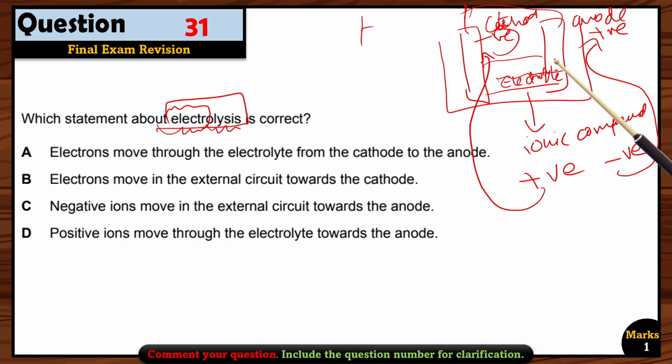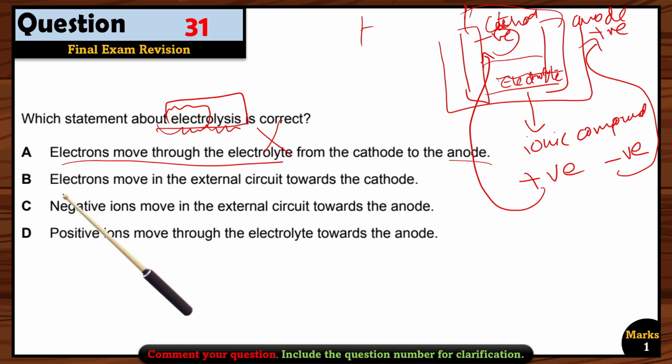That is wrong. Electrons always move in the external circuit and the direction is towards the cathode. Remember that direction is towards the cathode. That's why cathode is negatively charged. Why negatively charged? Because it has electrons. That's why electrons are moving towards the cathode. So remember that electrons move in the external circuit and towards the cathode. So if you see, which statement about electrolysis is correct, electrons move through the electrolyte? Wrong. They always move in the external circuit.